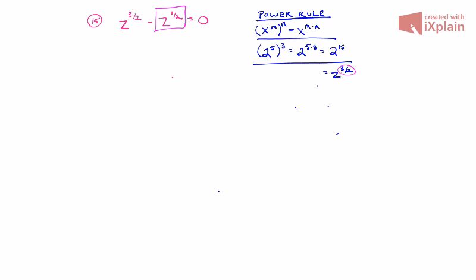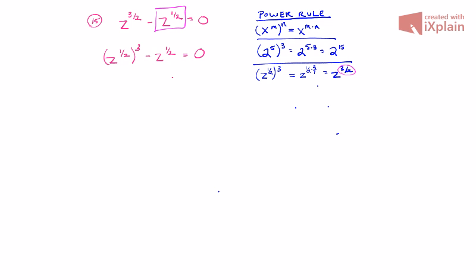So I can use this power rule and say that z raised to the 3/2 is similar to saying that this is z raised to the 1/2 times 3, which in turn means I can write this as z raised to the 1/2 cubed. So what I'm going to do now is rewrite the problem, and I'm going to say that this is z raised to the 1/2 cubed instead of z raised to the 3/2, minus z raised to the 1/2 is equal to 0.